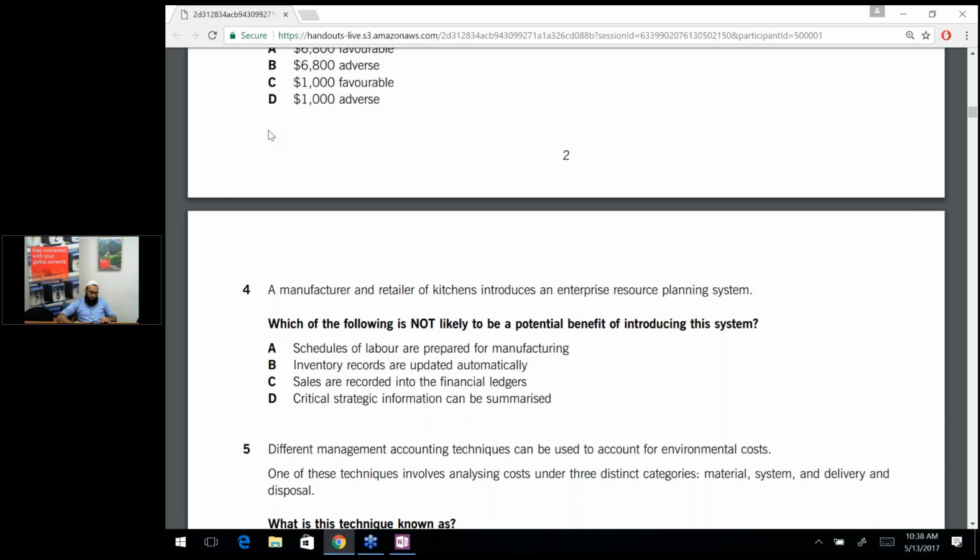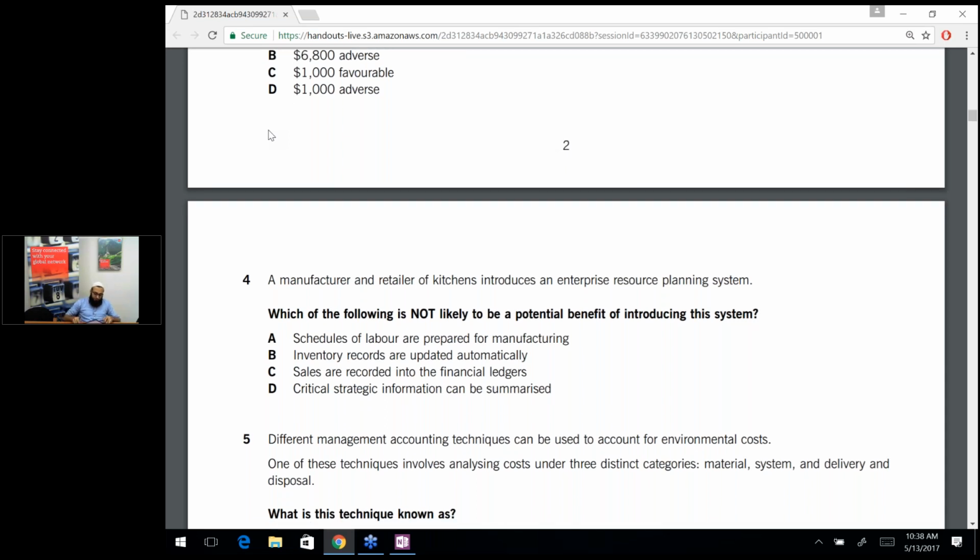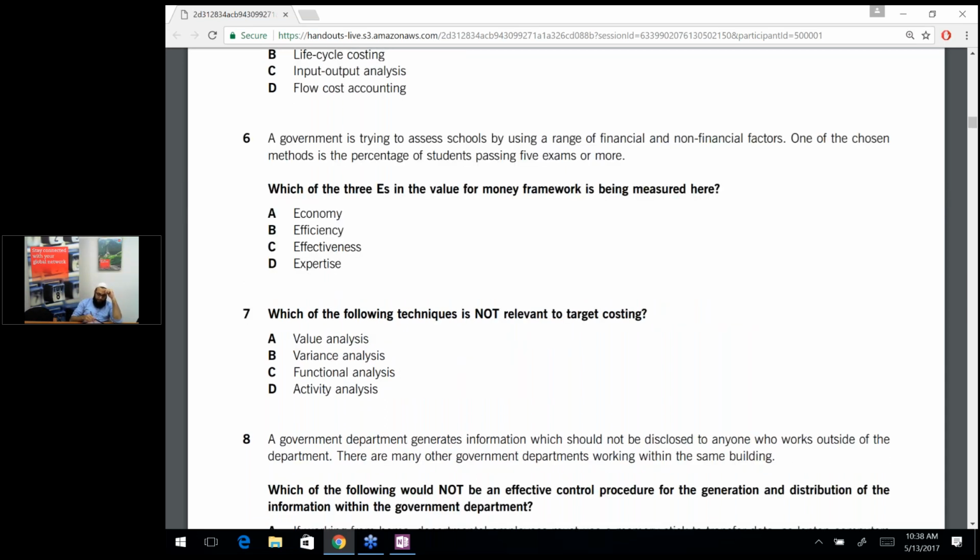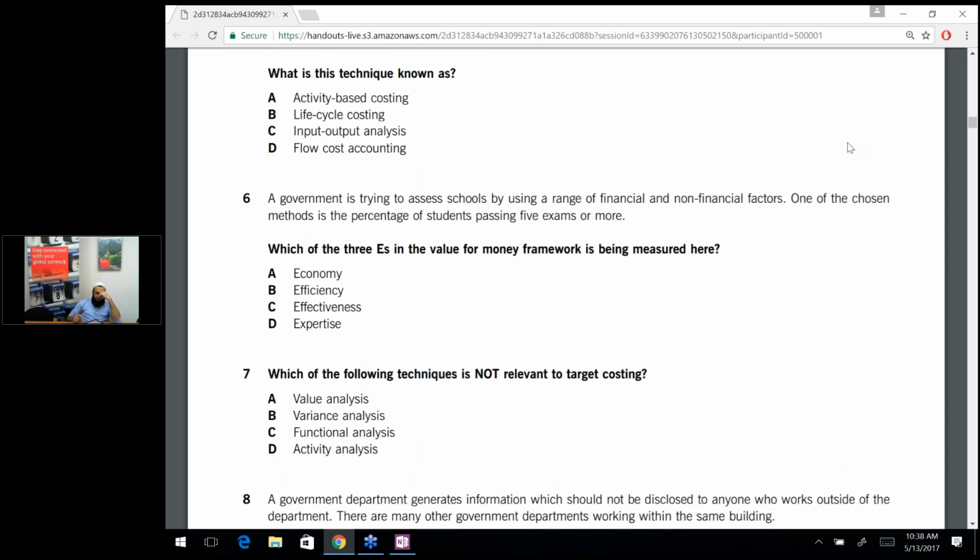Now, MCQ number 6. A government is trying to assess a school by using a range of financial and non-financial indicators. Okay. Now, first of all, before I move on to this MCQ, let's recap one more thing. This is the best revision you're going to get. A government is a not-for-profit organization.